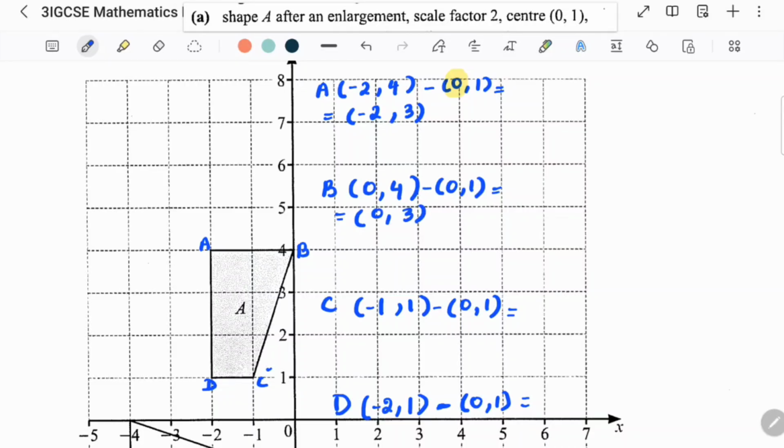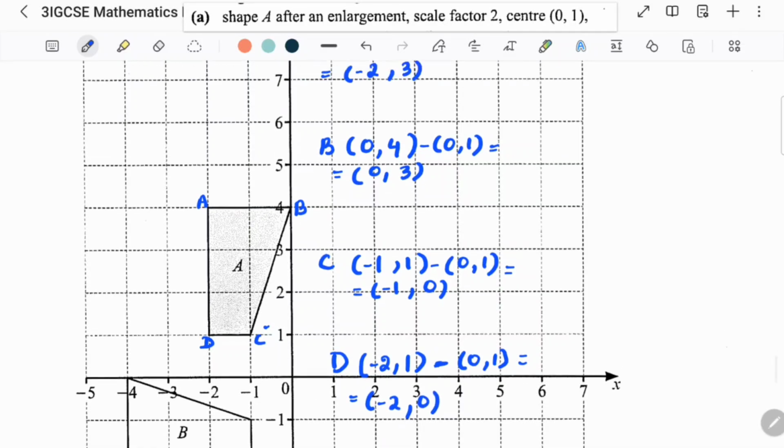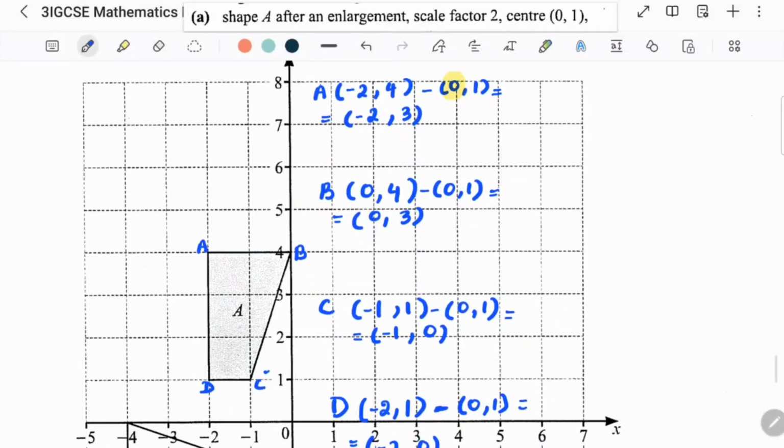Okay, now come to the coordinate C, -1, 1 subtracting with 0, 1: it will remain -1, and 1 minus 1 will become 0. And the last coordinate D is -2 minus 0, which will become -2, and 1 minus 1 will become 0. So we did step 2. Okay, so the first one we identified the details.